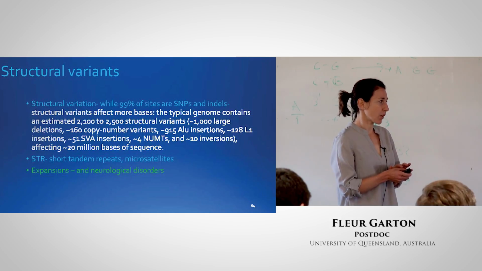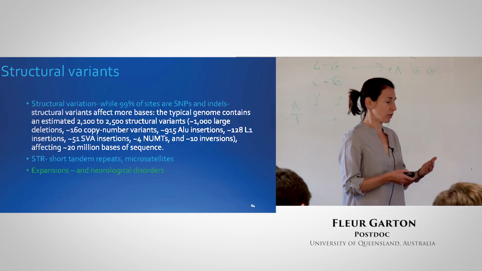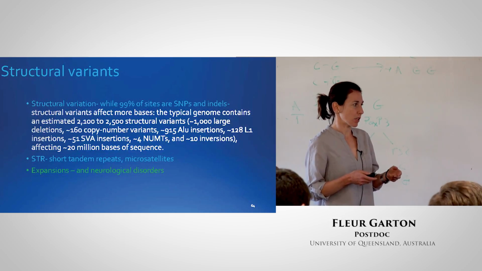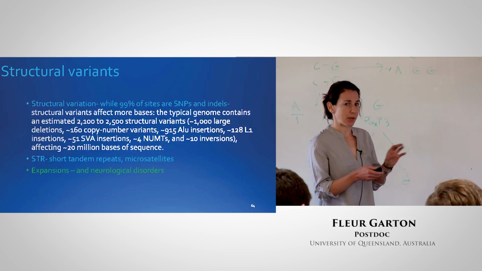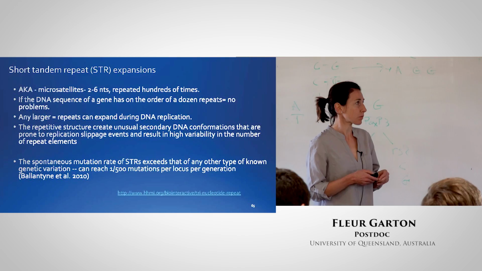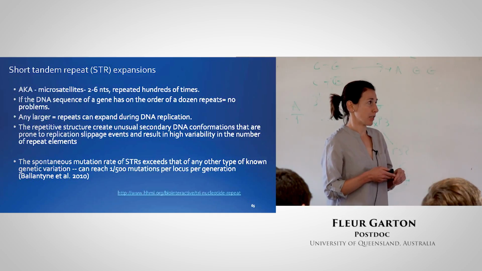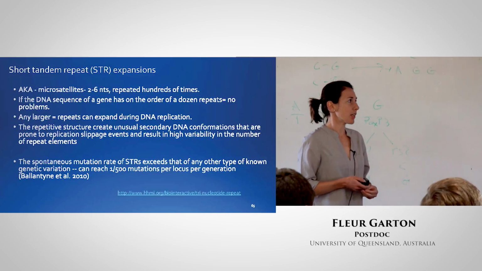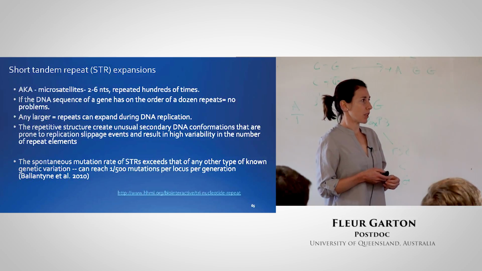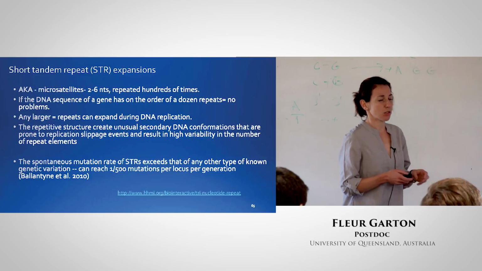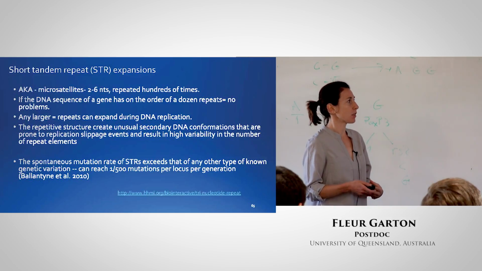So part of this includes STRs or microsatellites, so these are short tandem repeats, and also expansions. And I'll talk a little bit about how expansions relate to neurological disorders. So what are STRs or short tandem repeats? They're also called microsatellites. Basically, these are 2 to 6 nucleotides in length, and these are repeated hundreds of times.